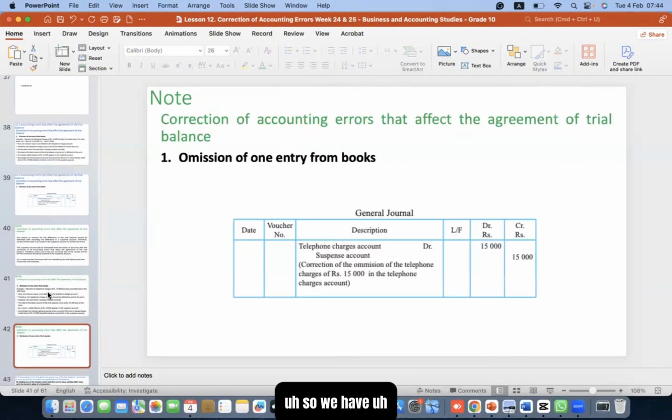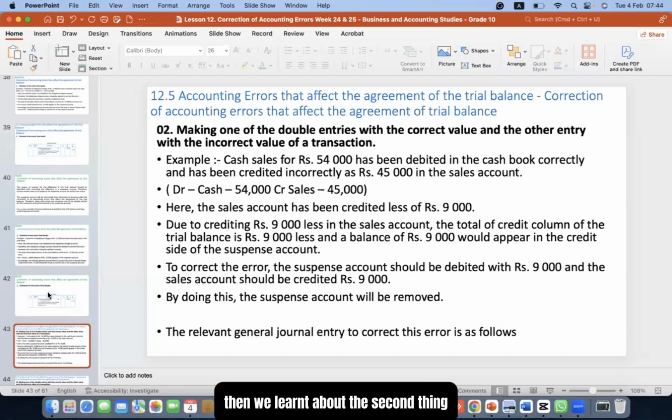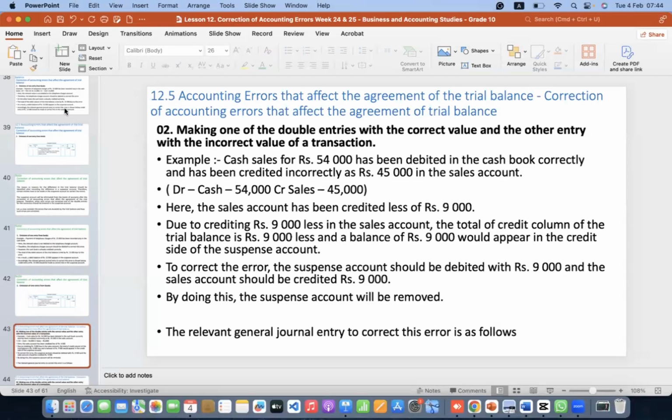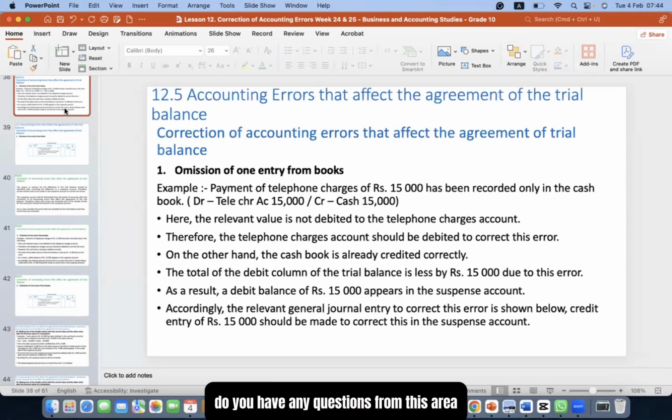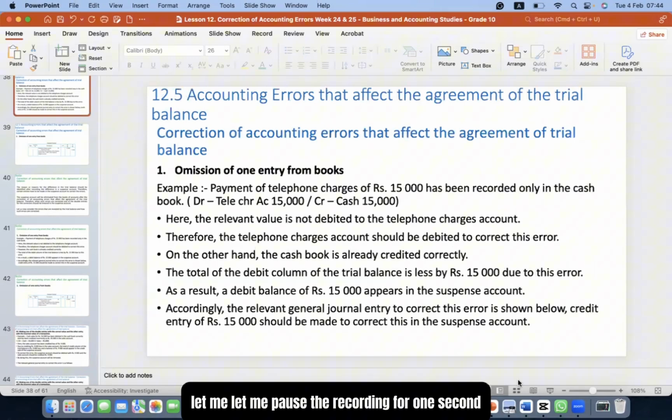So we have recorded the note for that. Then we learned about the second thing. Jait meka තේරුණාද ඔයාට? Did you understand it? Do you have any questions from this area? Let me pause the recording for 1 second.